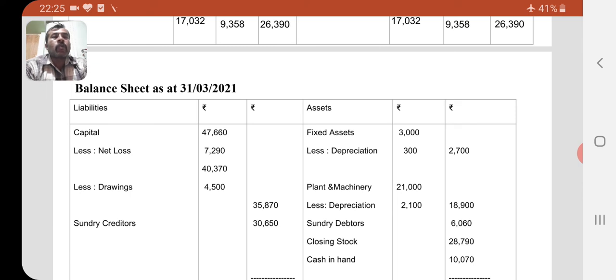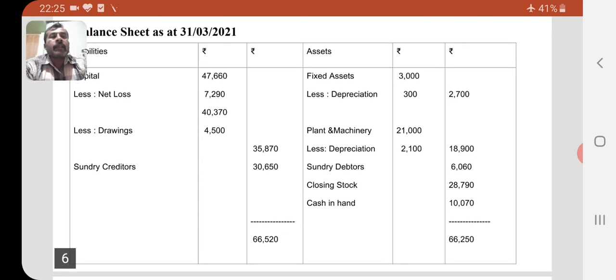Closing stock, of both departments, Department A and Department B, total stock is 28,790. Cash in hand given in the problem 10,070. So these are the balances of assets which are given in the problem, and they have been taken. So the balance sheet total is 66,520.